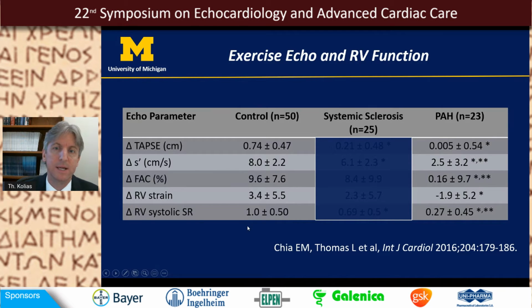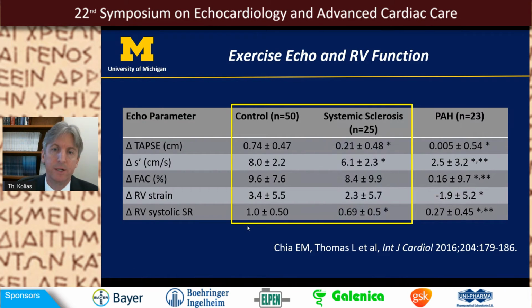Then when they looked at the systemic sclerosis patients who did not have pulmonary hypertension, they also found that there were differences. So the amount of increase in TAPSE and S prime were significantly less in systemic sclerosis compared to control patients. The fractional area change and RV strain were also less, but did not meet statistical significance. But the systolic strain rate also was significantly lower in systemic sclerosis patients compared to how much it increased in control patients. So this group really illustrated that you can unmask RV dysfunction by doing exercise in these patients with systemic sclerosis.